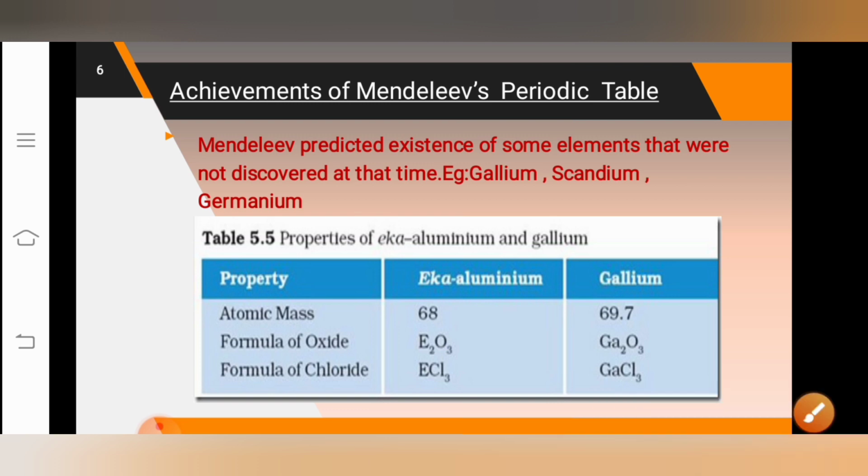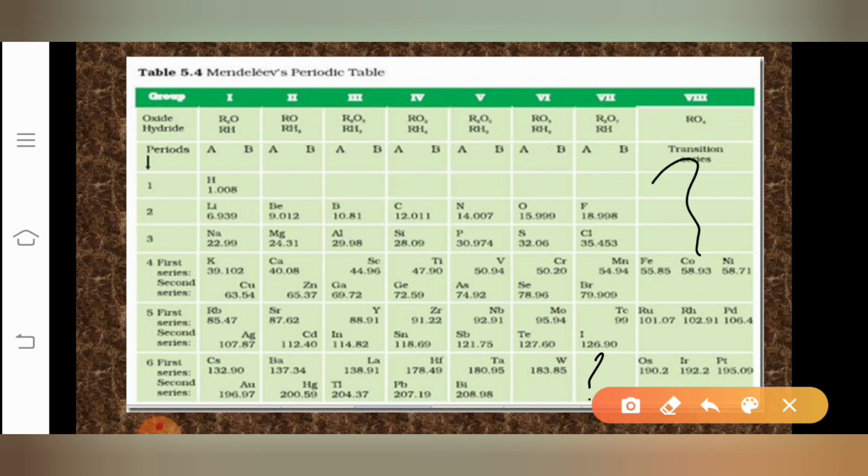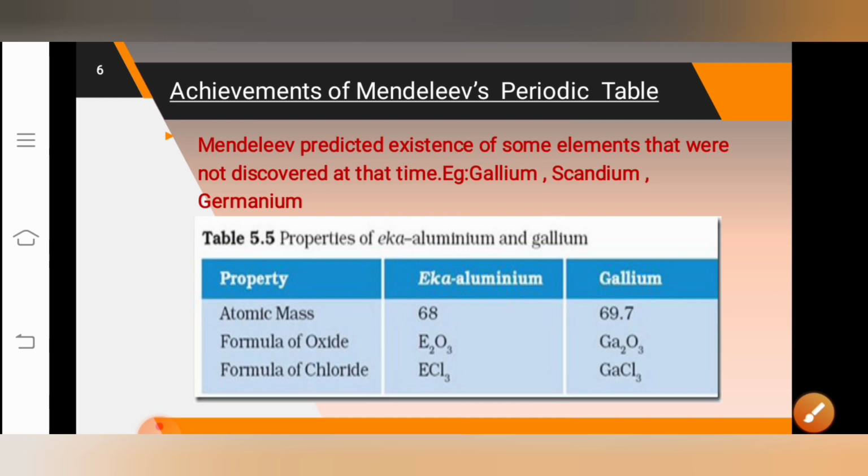If we look at his table, you can see there is some gap here, and here also there is some gap, right? So there were some gaps in his periodic table. Because of this, he predicted some of the elements that were not discovered at that time, and he arranged those missing elements in his table. And he also guessed there will be an element which will be found in the future.